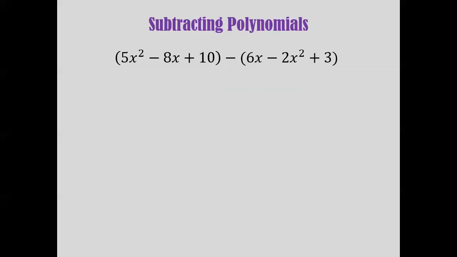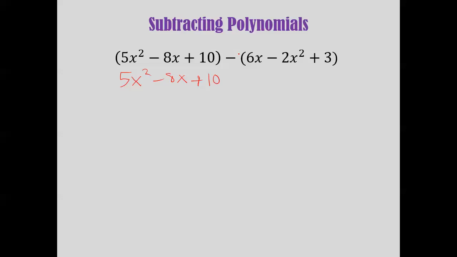Subtracting polynomials is not that much different. We're starting with our first polynomial, and so we can rewrite it exactly as we see it: 5x squared minus 8x plus 10. And now we see that we're going to be subtracting that second polynomial. Well, that means we need to subtract all of the terms inside. So we need to apply that subtraction to each of those terms. You can think of it as distributing, because that's in fact what it is.